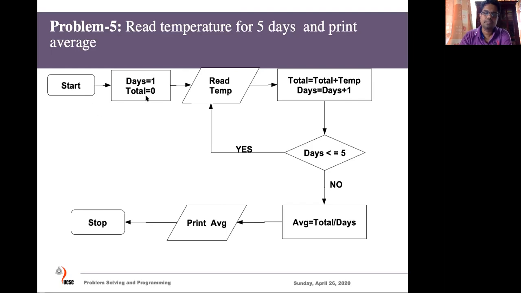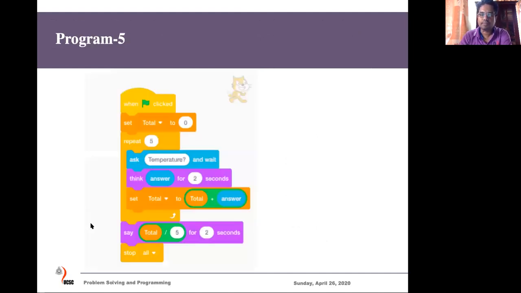Start, set some variables, read input, process that, check the condition. If the condition is satisfied, repeat that until it's not satisfied. So this is iteration. And finally, do the processing, print that value and stop. So that's how it looks.